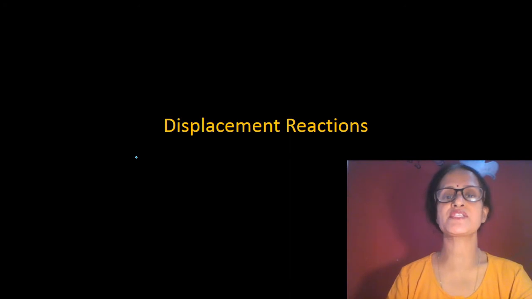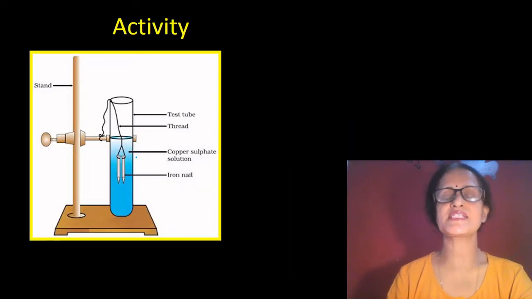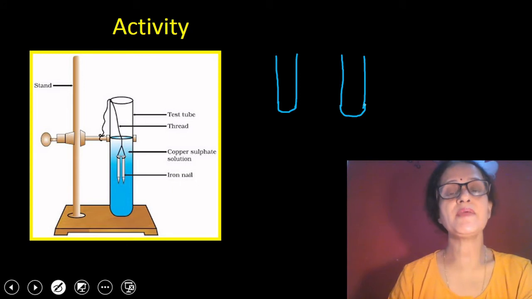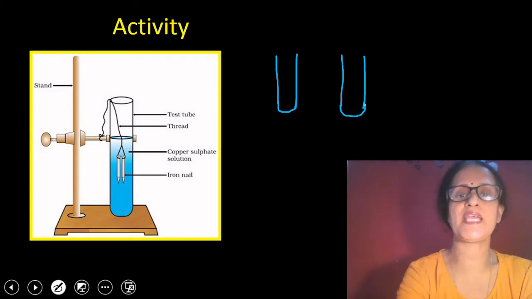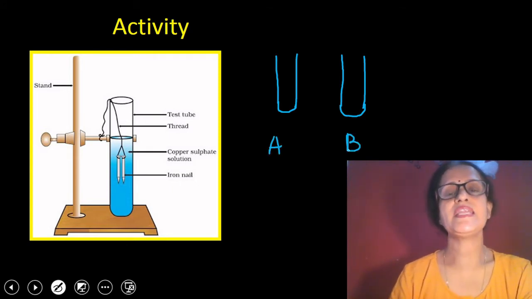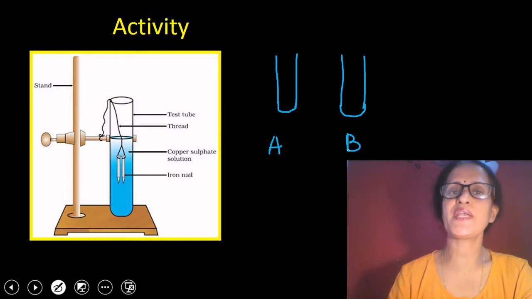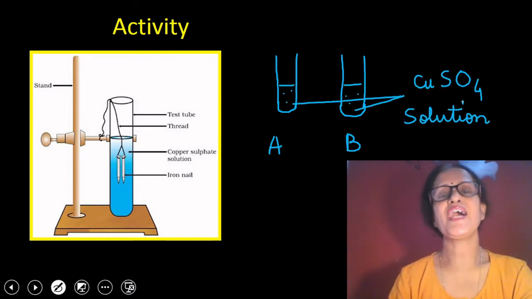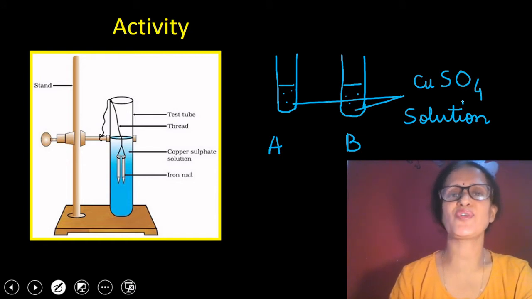Students, our topic is displacement reactions. I will start our discussion with an activity. Students, you have to take two test tubes. You can name these test tubes as A and B. In each test tube, you will take around 10 ml of copper sulfate solution. And you have to take 3 iron nails also.